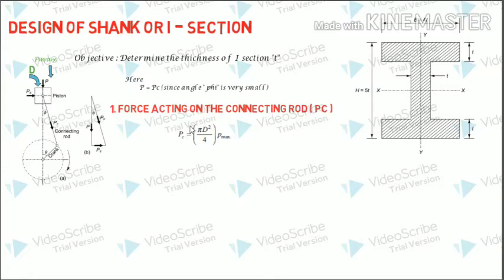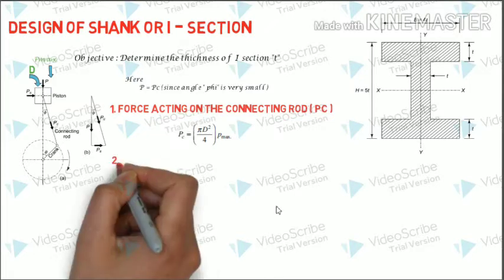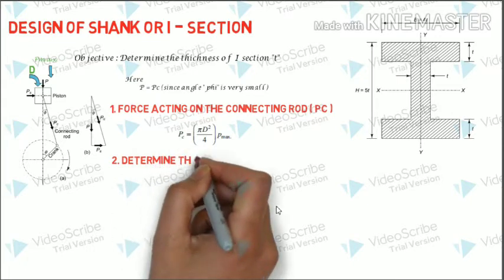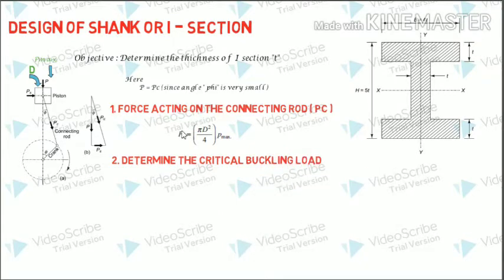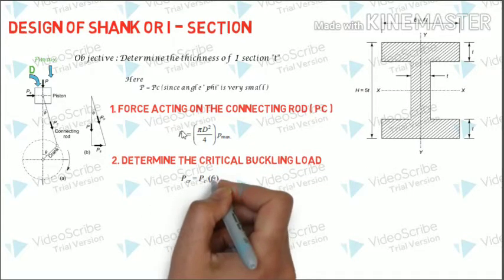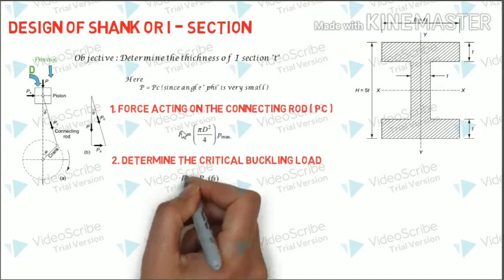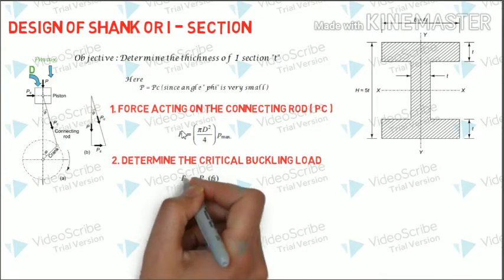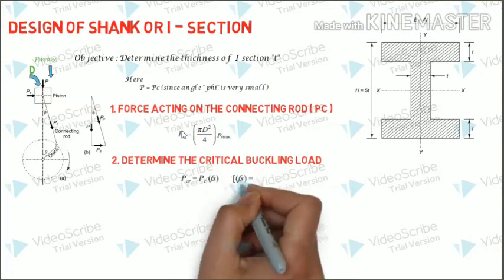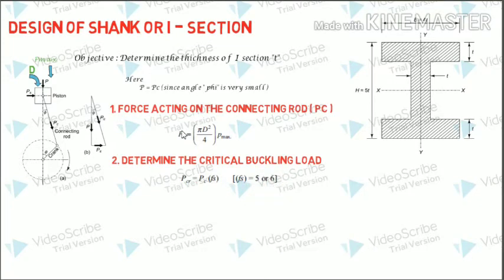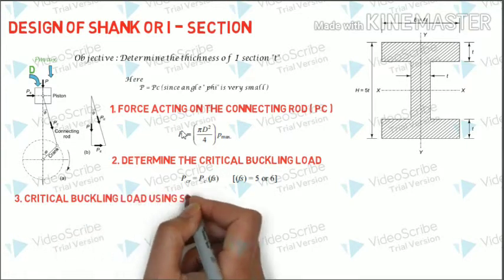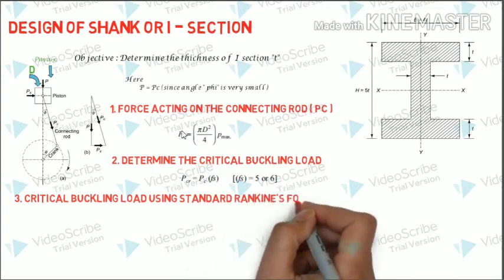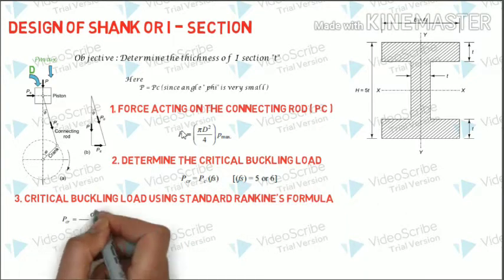Once this force is found, the next step is to find the critical buckling load. To find this critical buckling load, all we have to do is multiply the load acting on the connecting rod by a factor of safety. As you can see here, the PC is multiplied by a factor of safety, and normally this factor of safety is taken within the range of 5 to 6. You can take either 5 or 6. So we have found the buckling load for this condition. But there is actually a standard equation for determining this buckling load, and that equation is called Rankine's formula.